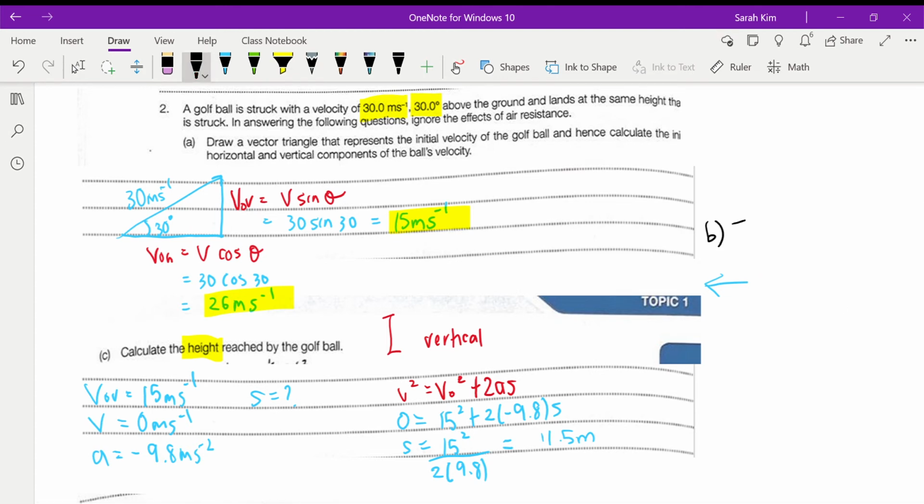B, time taken to reach maximum height. Okay, so not the whole time, just until max height. So let's do that one. Obviously this is going to be using the variables that we already had. So let's write some facts down.